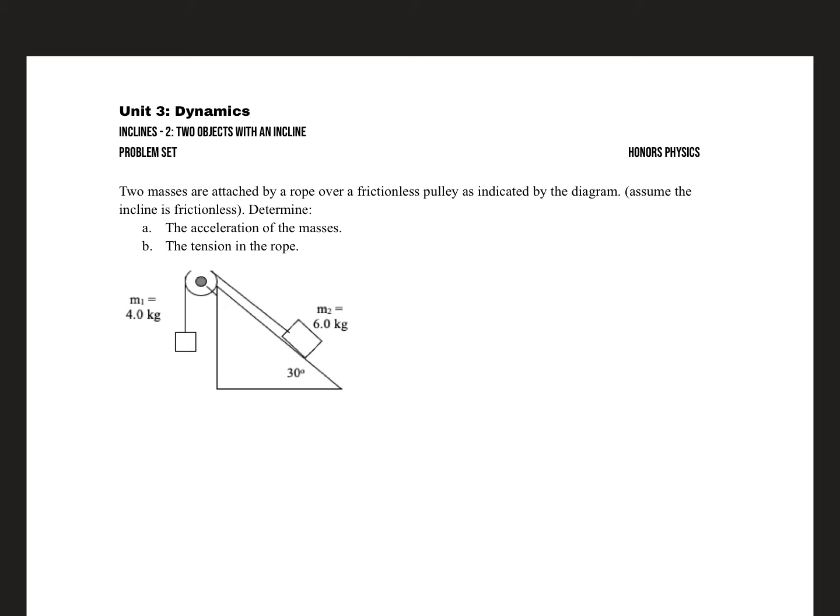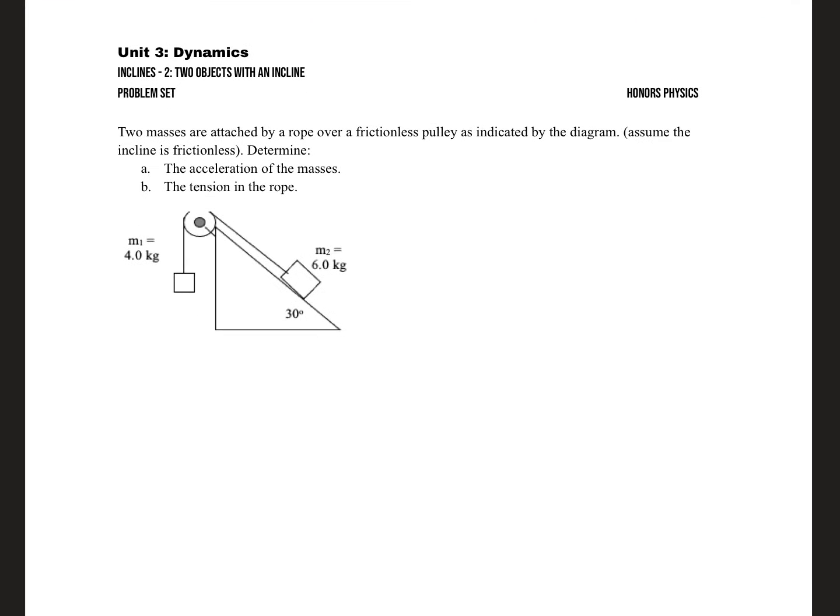Hey guys, here are our notes for Inclines 2, two objects with an incline. Problems like these are basically modified Atwood's machines, so we use a lot of the same principles about how they work, using either the unfolding method or, once again, the method where you substitute back in. I'll probably use the unfolding method when we talk about how to solve these kinds of questions.